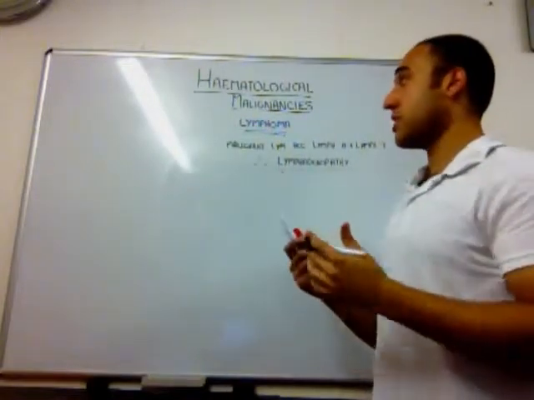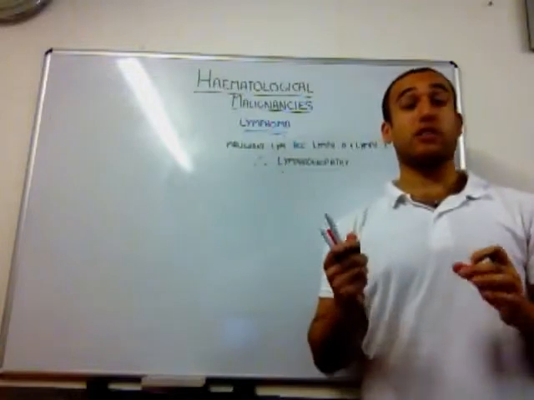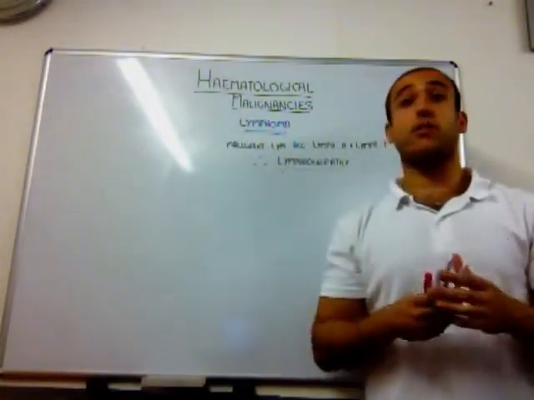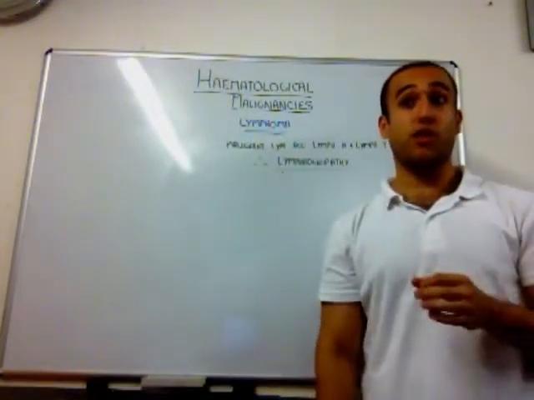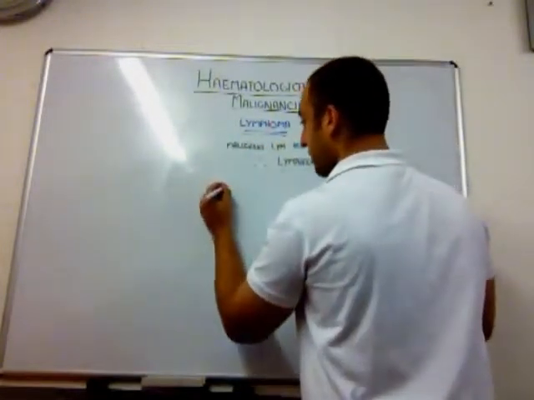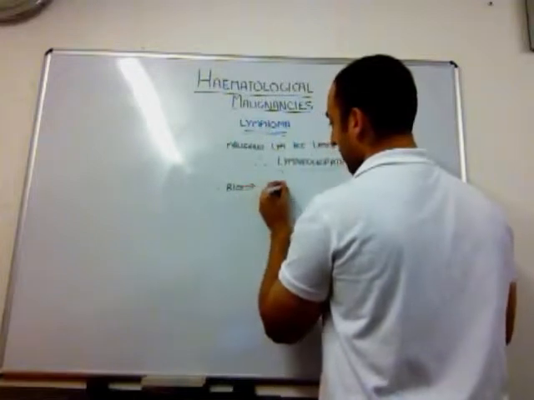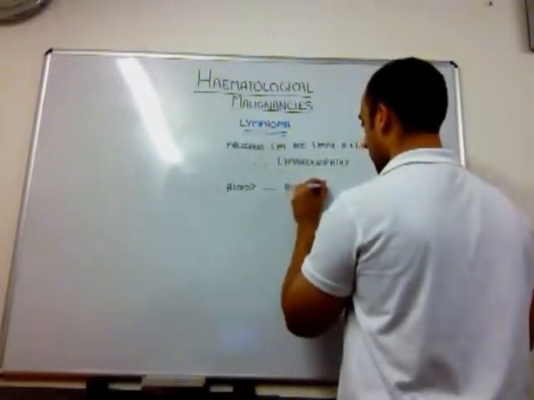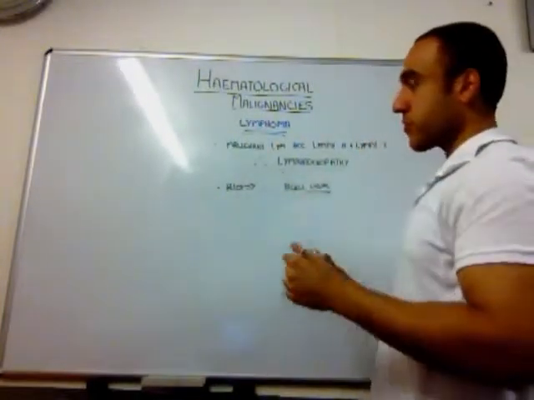Now to diagnose this, the typical way is to do a biopsy. You biopsy the lymph node and you'll see whether the lymphoma is present. And you'll see that a lot of them are from B-cell origin. So a lot of the lymphomas are of B-cell origin. Okay, so let's just make a note of that. Biopsy, important. And B-cell origin, usually.